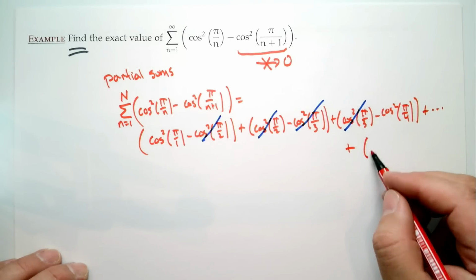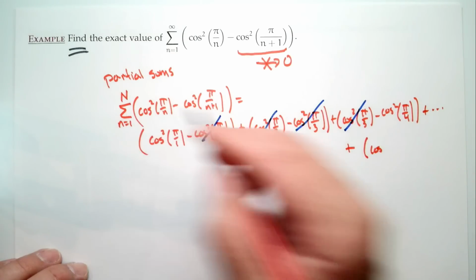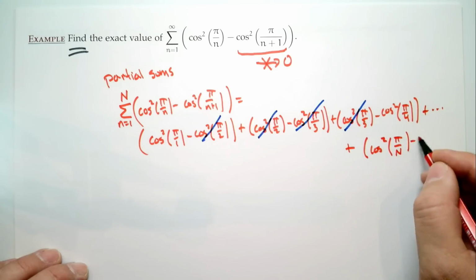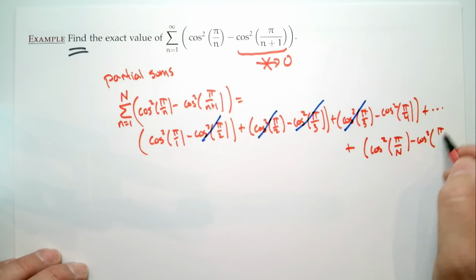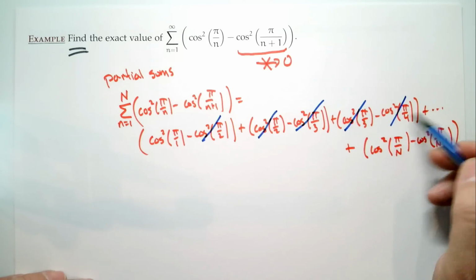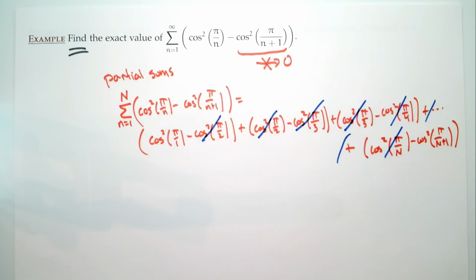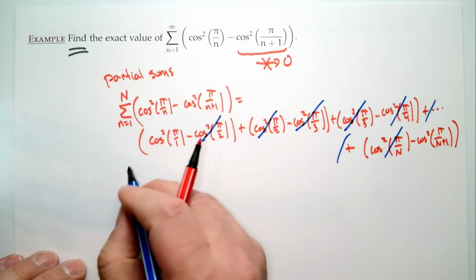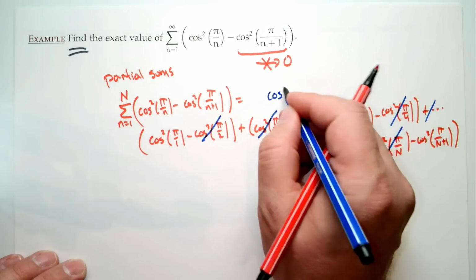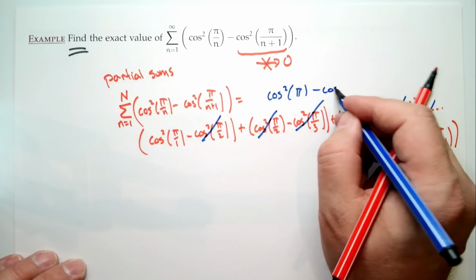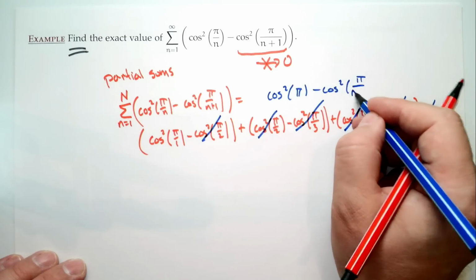So the last term, when I'm at capital N, is cosine squared pi over capital N minus cosine squared pi over capital N plus 1. This will cancel with the next term. This one will cancel with the one before. We didn't write it down, which means that when we look at the partial sum, we're going to be left with cosine squared of pi, the very first term, minus cosine squared pi over capital N plus 1.